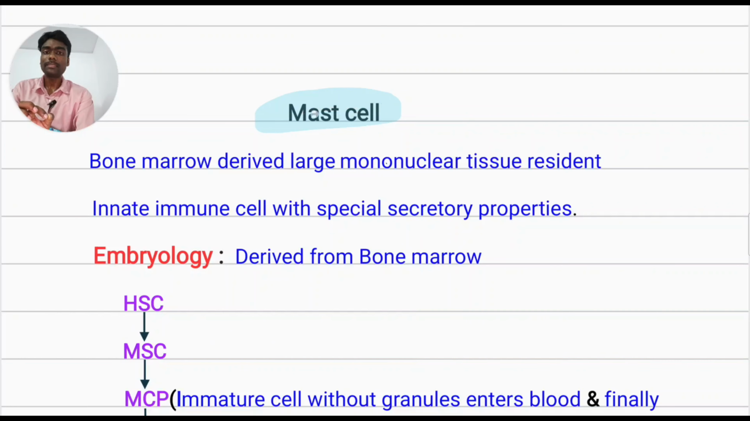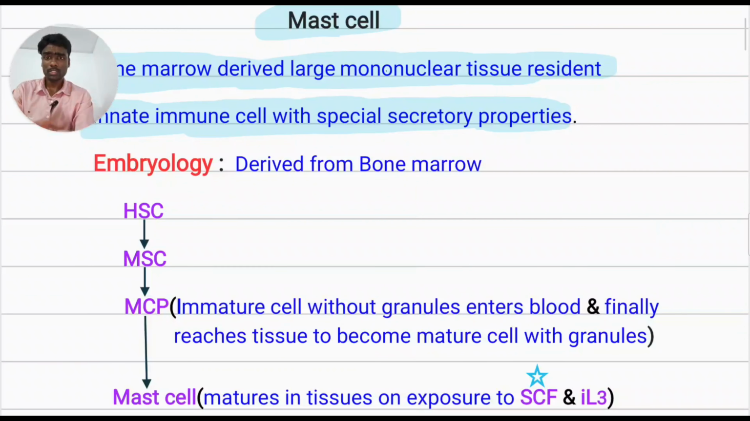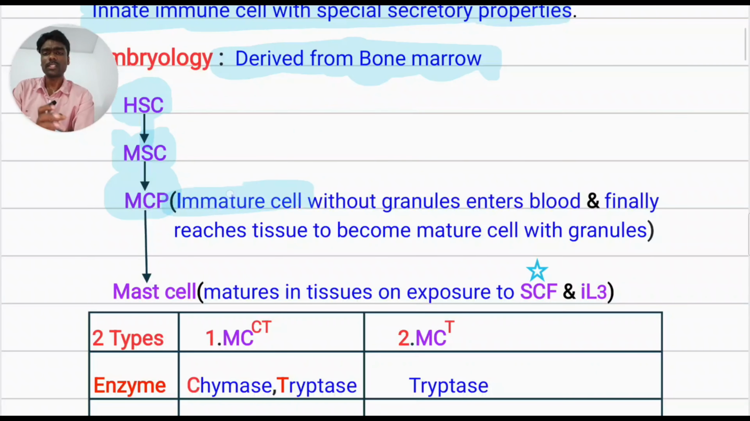Mast cell is a bone marrow derived large mononuclear tissue resident innate immune cell with special secretory properties. Coming to its embryology, it is derived from bone marrow, from hematopoietic stem cell which gives rise to myeloid stem cell, which in turn gives rise to mast cell precursor. These precursor cells are immature cells without any granules. They will enter the bloodstream from bone marrow.